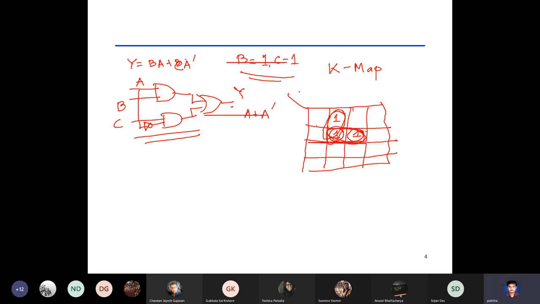Okay, so if there is an adjacent 1 which is not covered by a common product term, common prime implicant, common implicant, then we say that there might be a hazard. So if we have a situation like this, which is covered by these 3, so this is an adjacent term, and there is no common product term which is covering them. There are 2 different product terms covering each of them. Then there is a potential for a hazard.